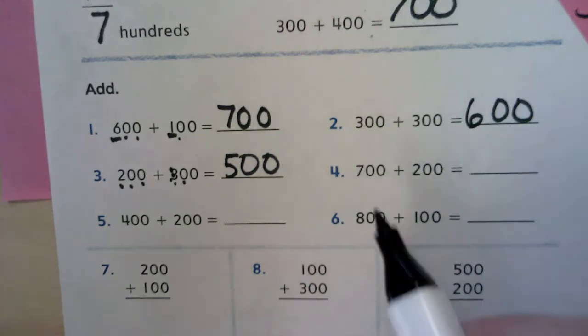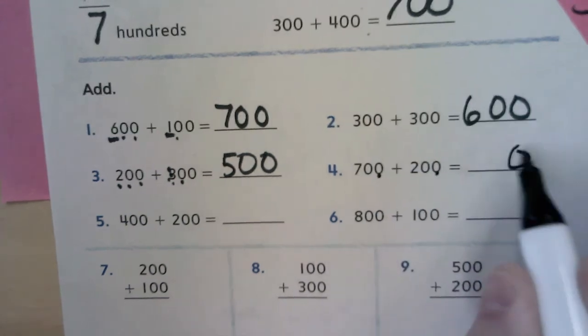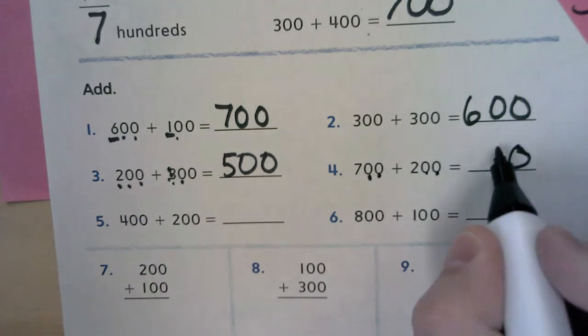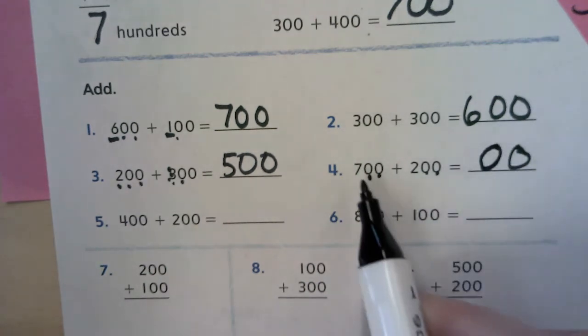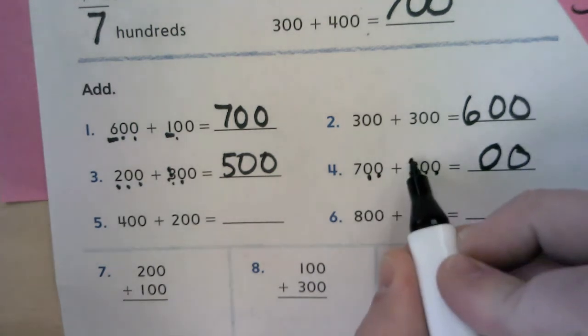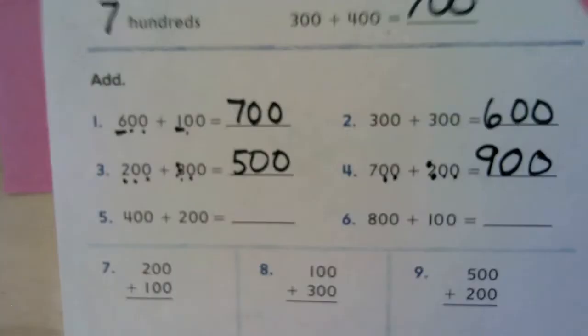You can choose whichever you would like to. I'm going to go ahead and start off by starting with my ones place. So 0 plus 0 is 0. That's my ones place. 0 plus 0 is 0. That's my tens place. 7 plus 2. I'll start at 7 and count on 2. 8, 9. So I have 900.